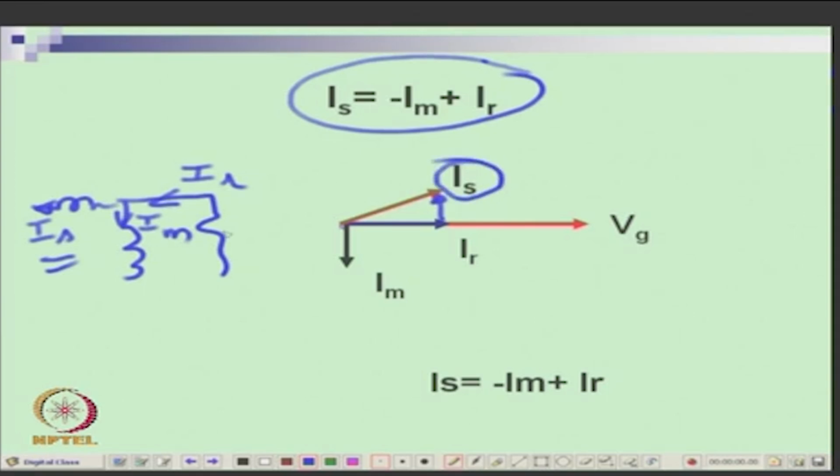Is it clear? Will be Is. So, my Is will be, if you look at the old one, just opposite to the Is of a motor. Say your Is of motor was somewhere here. This is Is of the generator.